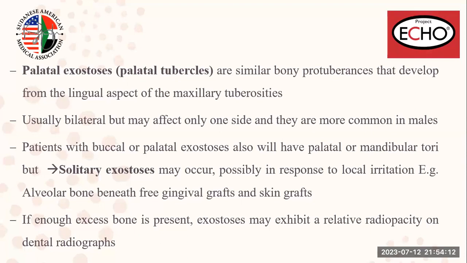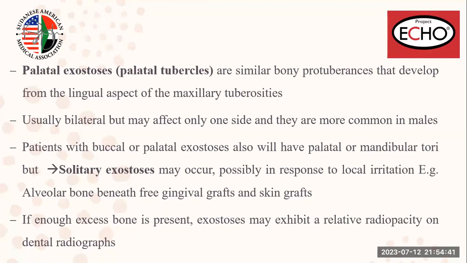The patient with buccal or palatal exostosis will also have palatal or mandibular tori. These are, again, bony protuberances, but the location is different, and that's why they have a different name. Palatal torus is seen in the midline, and mandibular torus is seen on the lingual aspect.